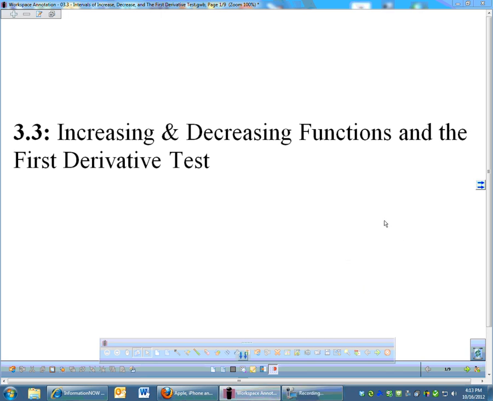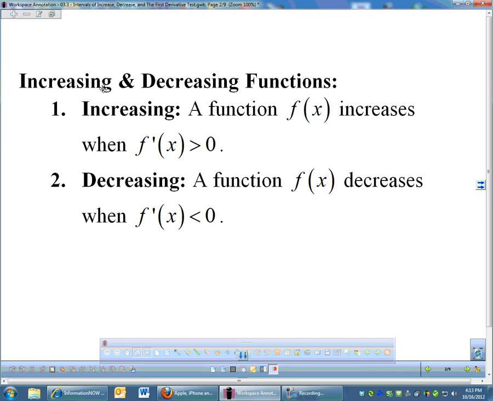Okay, in this lesson we're going to look at intervals of increasing and decreasing for a function and the first derivative test. Since we have done intervals of increase and decrease, we're not going to talk about that a whole lot in this video. Here it is again in case you forgot. A function increases when the derivative is positive. A function decreases when the derivative is negative.